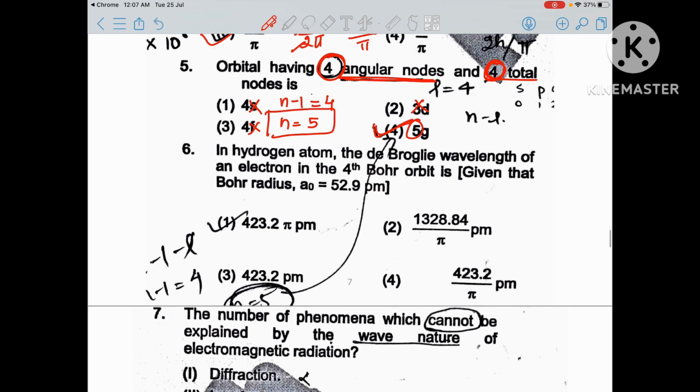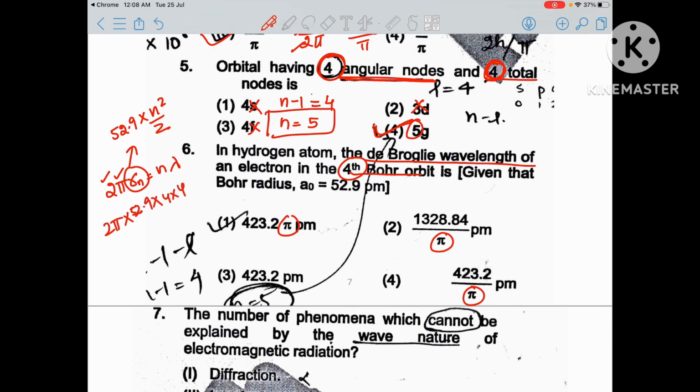Yes. The hydrogen atom, the de Broglie wavelength of an electron in the fourth orbit is given. So yes, here is a formula, please note down: 2 pi Rn is equal to n lambda. Here what is Rn? Rn is 52.9 into n square by Z. Right? 2 is there, pi, leave it as it is because the option includes a pi.